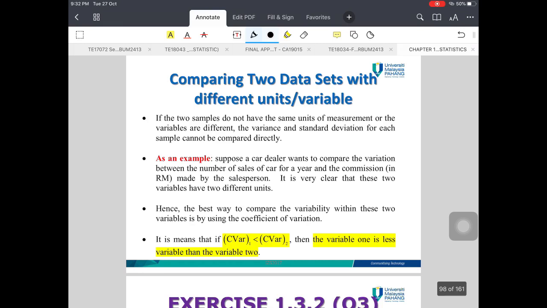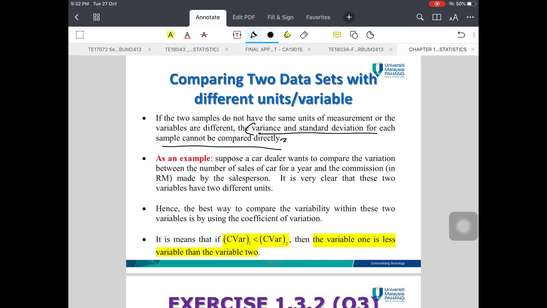Okay, once we have two different sets of units or variables, how do we compare both of them? If the two samples do not have the same unit of measurement or the variables are different, the variance and standard deviation for each sample cannot be compared directly. So this is what you need to know.